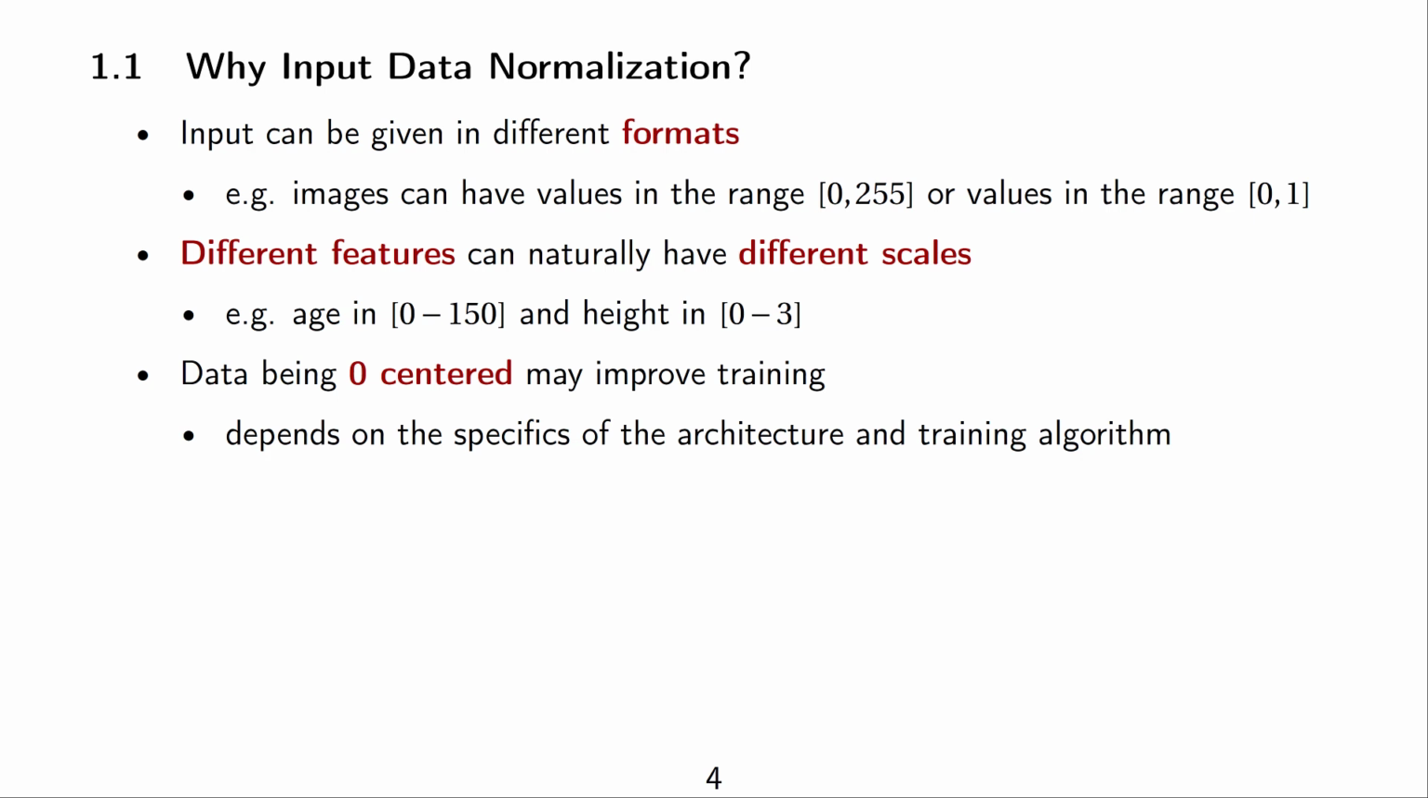Also, different features can naturally have different scales. Maybe we have features describing a human, and then the age might be in the range from 0 to 150, and the height might be in the range of 0 to 3 meters. Also, some people argue that having the data zero-centered, that means that the data points are distributed around the 0 point, may help improve the training.